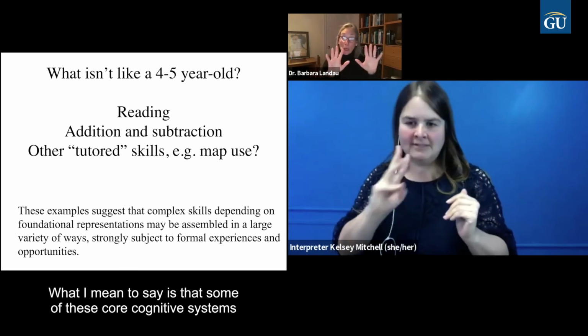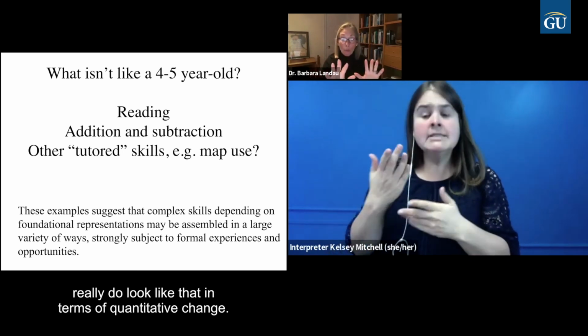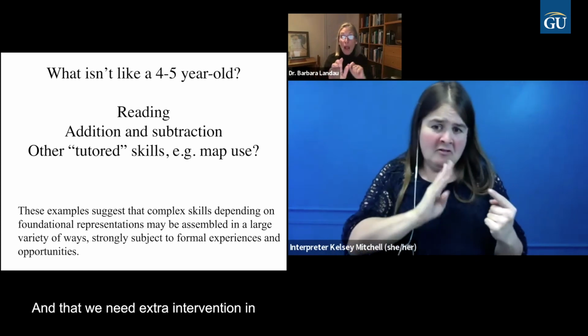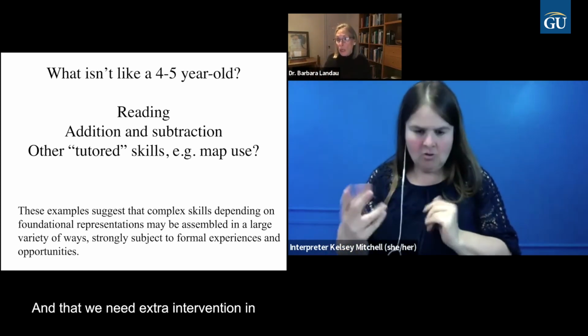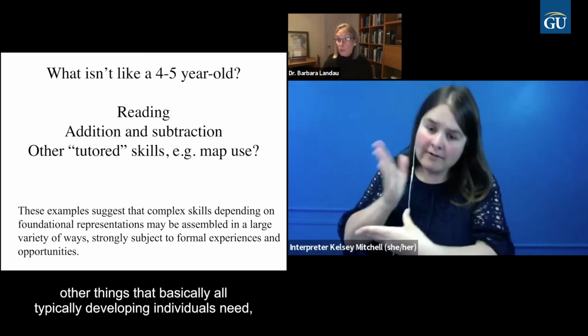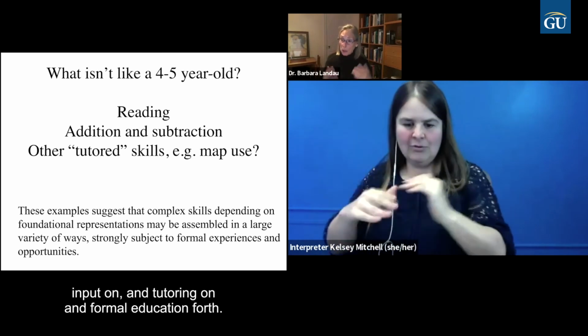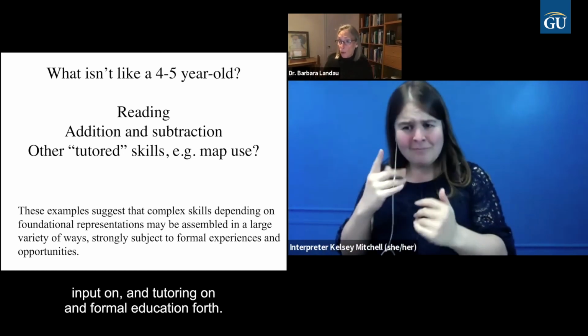What I mean to say is that some of these core cognitive systems really do look like that in terms of quantitative change, and that we need extra intervention in order to bring them further along in other things that basically all typically developing individuals need input on and tutoring on and formal education for.